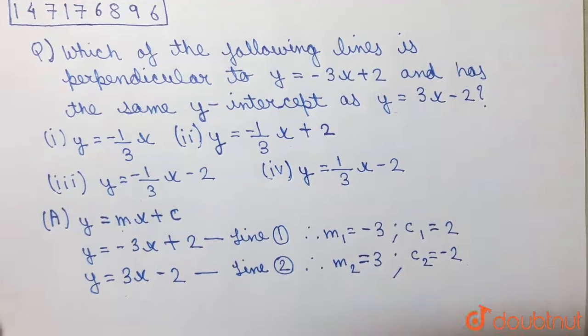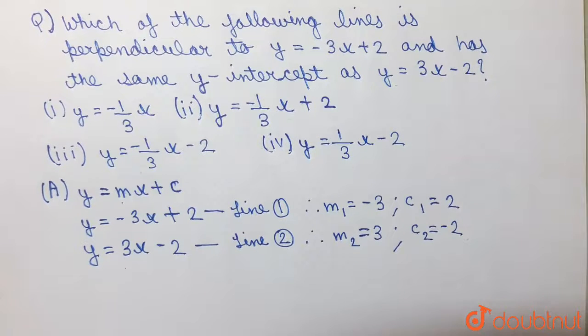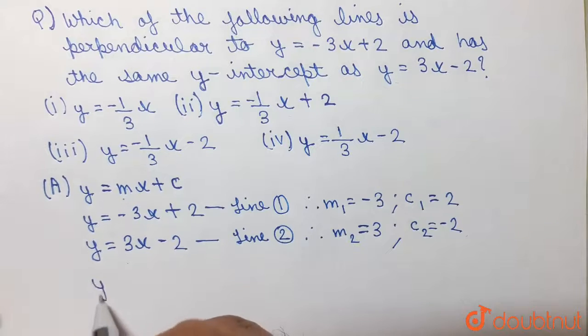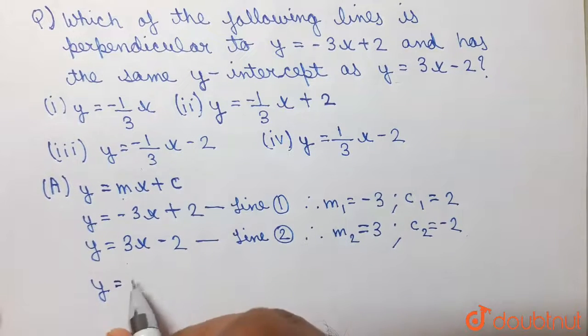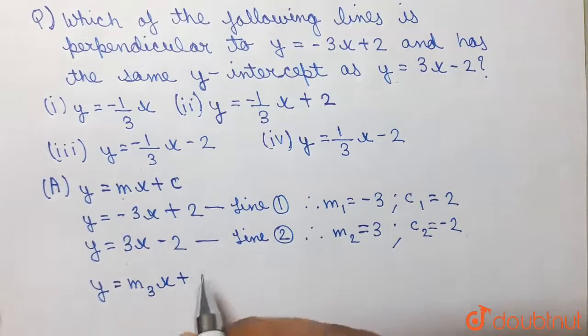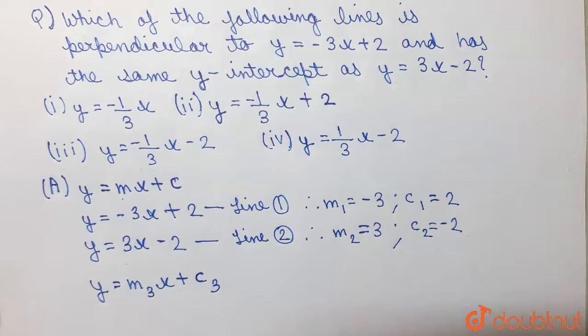Okay, now let us assume the equation of the line that we have to find. Let us assume that line to be y is equal to m3x plus c3. So we have to basically find the values of m3 and c3 and then we can find out the equation of the required line.